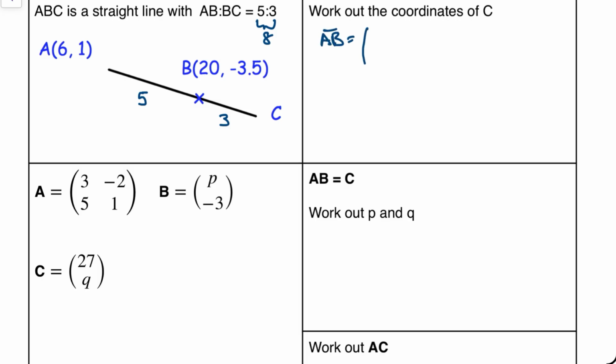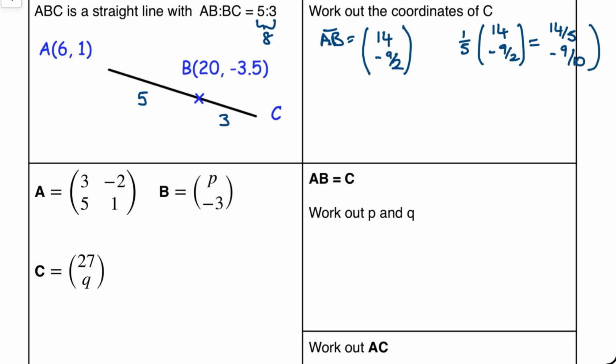So the vector to get from A to B is to go across 14 and down 9 over 2, or 4.5. It's not very nice, is it? Now, that's to get from A to B. AB is 5 parts, so I need a fifth of this vector. I'm going to write this separately. This is my working. A fifth of this vector is a fifth times (14, -9/2), which is the same as (14/5, -9/10).